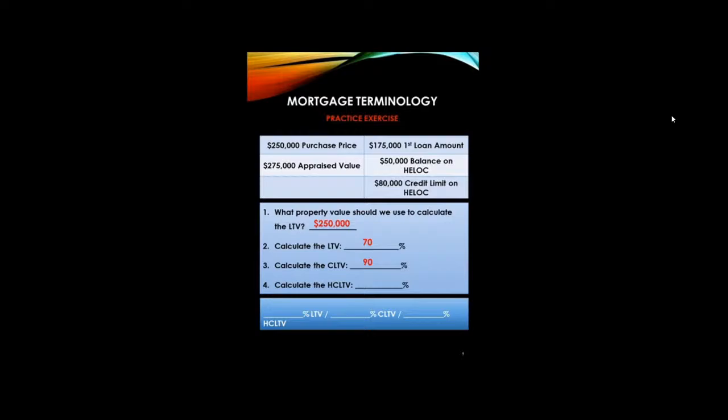Now let's do the last calculation. Calculate the HCLTV, which is the loan amount of 175 plus the $80,000 credit limit. Add them up and divide by the 250, and your answer is 102%. Below is the way it will read on your loan system: 70% LTV, 90% CLTV, 102% HCLTV. I would be worried about that, because a lot of the guidelines right now don't let you go that high in the HCLTV scenario. But again, you always have to follow your guidelines and your investor guide.